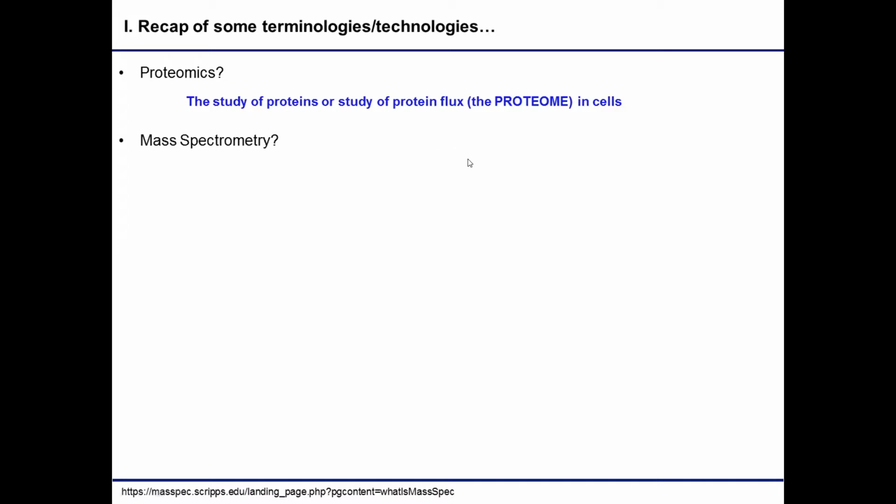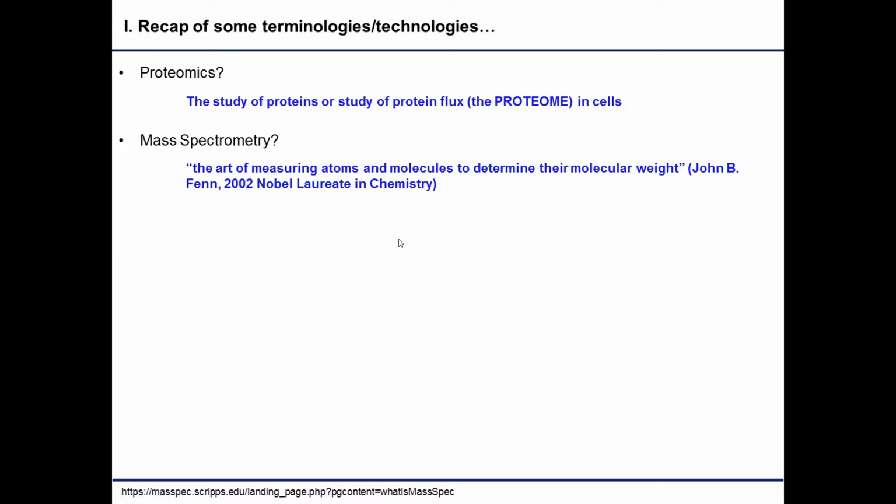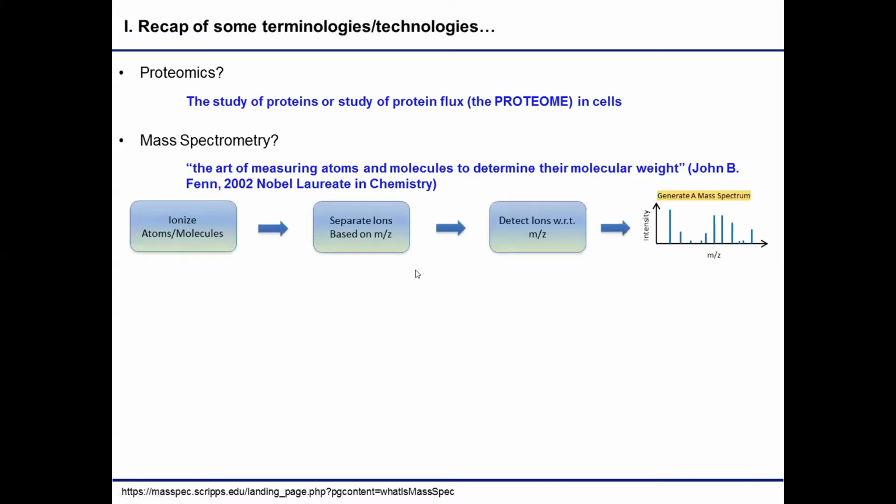the proteome. And when you say mass spectrometry, according to John Fenn, he defined mass spectrometry as the art of measuring atoms and molecules to determine their molecular weight. And what is this art John Fenn was talking about? He was trying to elaborate that during a mass spectrometry experiment, atoms and molecules are ionized, and they are separated based on the M over Z value and detected with respect to the M over Z values. There are many ways that you can ionize atoms and molecules.